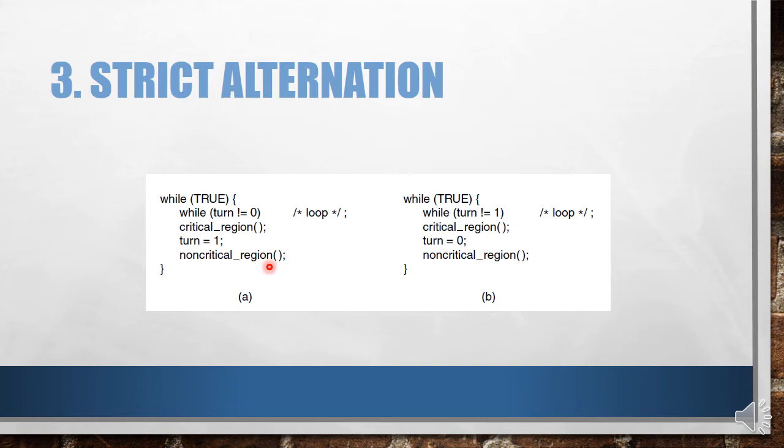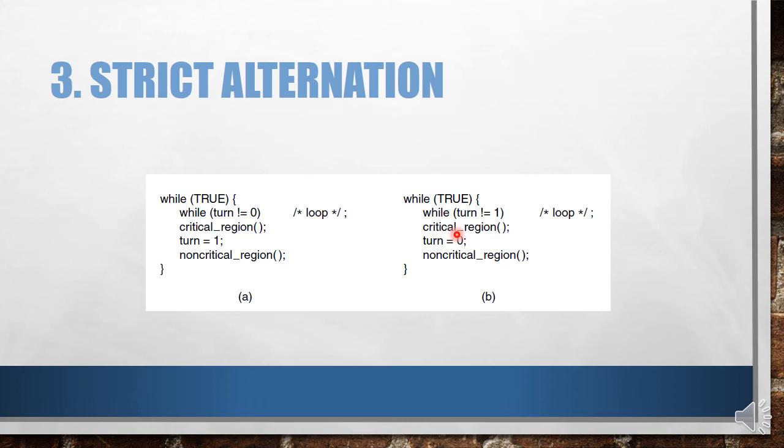Suddenly, process 0 finishes its non-critical region and goes back to the top of its loop. Unfortunately, it is not permitted to enter its critical region now because turn is 1, and process 1 is busy with its non-critical region. It hangs in its while loop until process 1 sets turn to 0. Put differently, taking turns is not a good idea when one of the processes is much slower than the other. This situation violates condition 3 set out in the critical regions PowerPoint presentation. Process 0 is being blocked by a process not in its critical region.